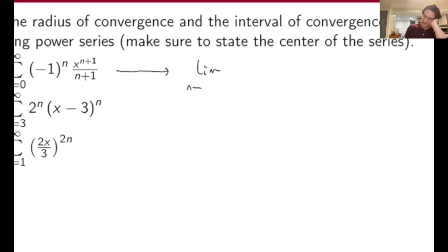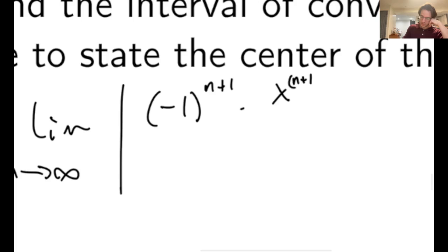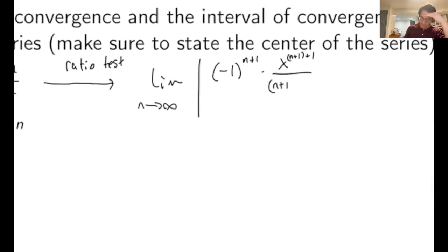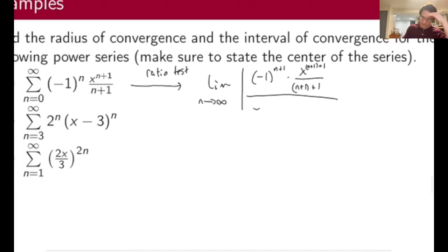So I want to look at the limit as n goes to infinity. We're using the ratio test of the n plus first term. So that's minus 1 to the n plus 1 times x to the n plus 1 plus 1, right? N plus 1 plus 1 divided by n plus 1 plus 1. There's the n plus first term, and here's the nth term, minus 1 to the n times x to the n plus 1 over n plus 1. The ratio test, the denominator is always just copy down what you see in the series.